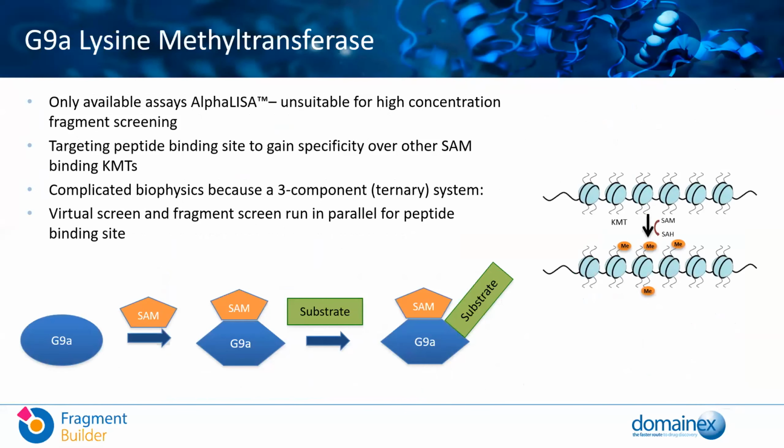The only available assays for G9A were alpha screens, and these weren't suitable for high concentration fragment screening. We also wanted to target the peptide binding site to gain specificity over the SAM binding domain, which we felt would infer specificity over other lysine methyltransferases. What this meant was that we ended up with a complicated biophysical system because it was a 3-component system. With this project, we ran both a virtual screen as well as a fragment screen in parallel, and this is a way of screening that we find particularly beneficial.